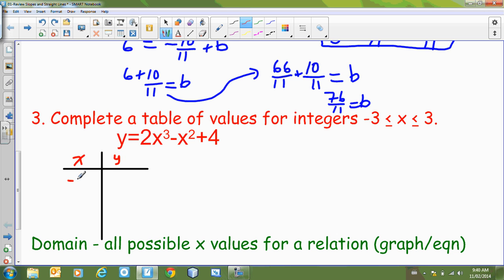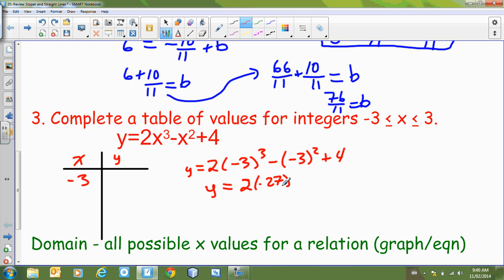So if I'm using -3, I can kind of do this off to the side, 2 times -3 cubed minus -3 squared plus 4. So this is going to be my y value. If I can do this in my head, great. If I can't, then I could kind of write it down off to the side and just fill in the value, or pick up a calculator, obviously, as well. This is -27. Okay, so -3 times -3 is 9, times another -3 is -27. Again, pick up your calculator. I just don't happen to have one here.